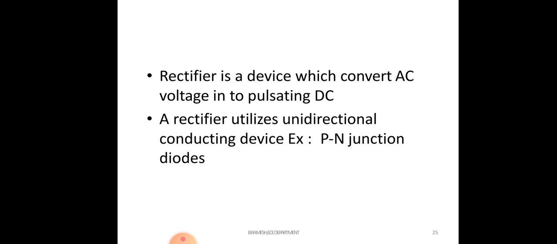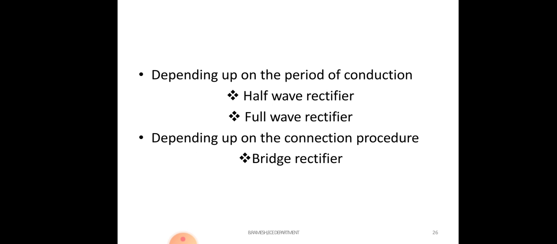The rectifier is a device which converts AC voltage into pulsating DC. A rectifier utilizes a unidirectional conduction device called a PN junction diode. Depending upon the period of conduction, there are half wave and full wave rectifiers. Half wave rectifier conducts only one half cycle, and full wave rectifier conducts both cycles.